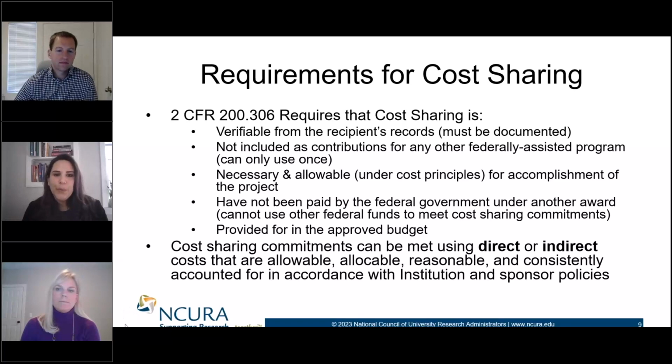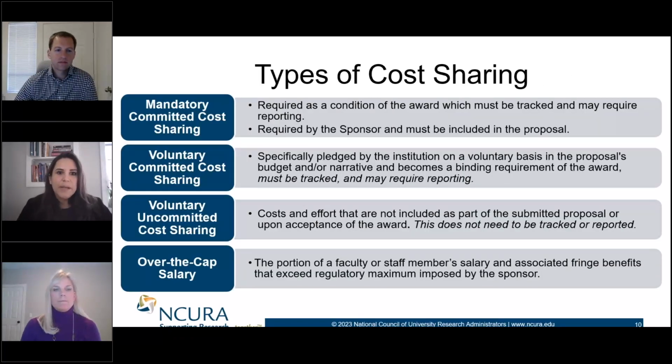Okay, so moving forward here, there's a bunch of different types of cost sharing as well. So we have mandatory committed cost sharing, and this is something that is going to be a condition of the award. It's going to be required, must be tracked, may require reporting, typically will require reporting. And if it's required by the sponsor, it must be included within the proposal. As you all may remember, a number of years ago when the Uniform Guidance revision came out, they said that any cost sharing would need to have been included within the proposal. The NSF also came out with that as well a number of years ago.